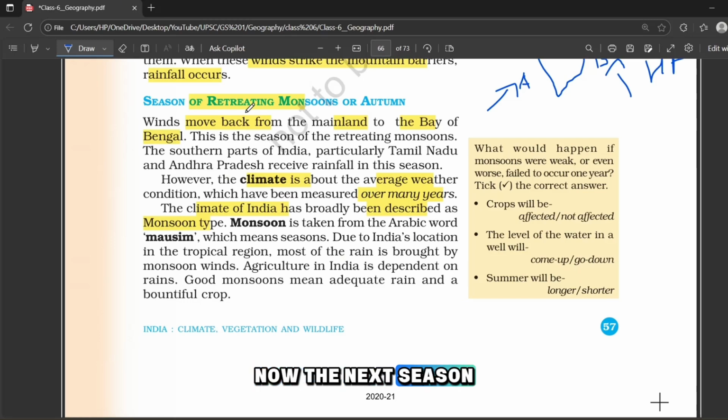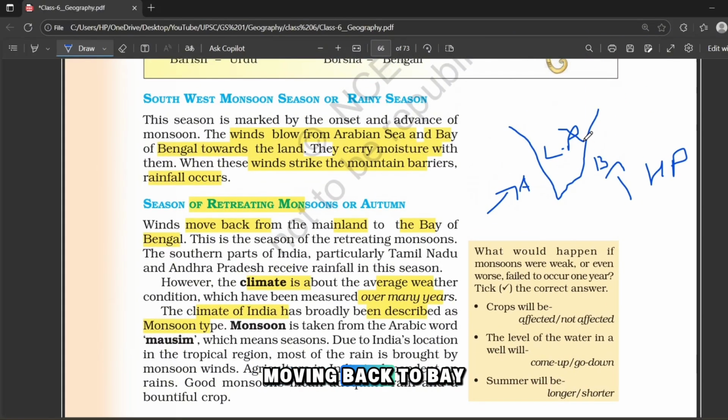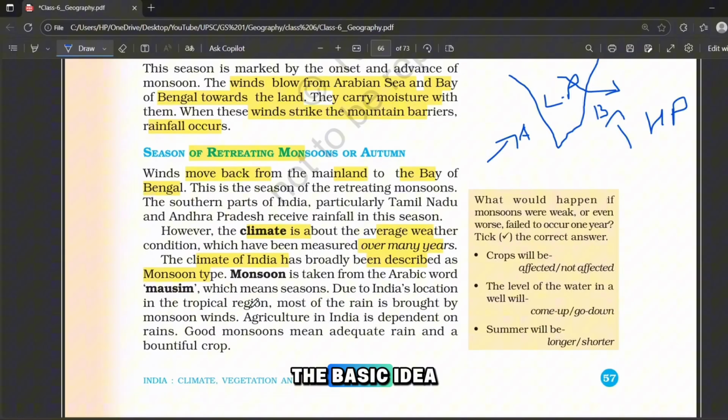Now, the next season is the season of retreating monsoon or autumn. In this season, the wind moves back from the mainland towards the Bay of Bengal. This means the winds are returning from the land to the sea. There are many reasons for this, but those we will study in detail in the topic-wise lessons. Right now, just understand the basic idea.